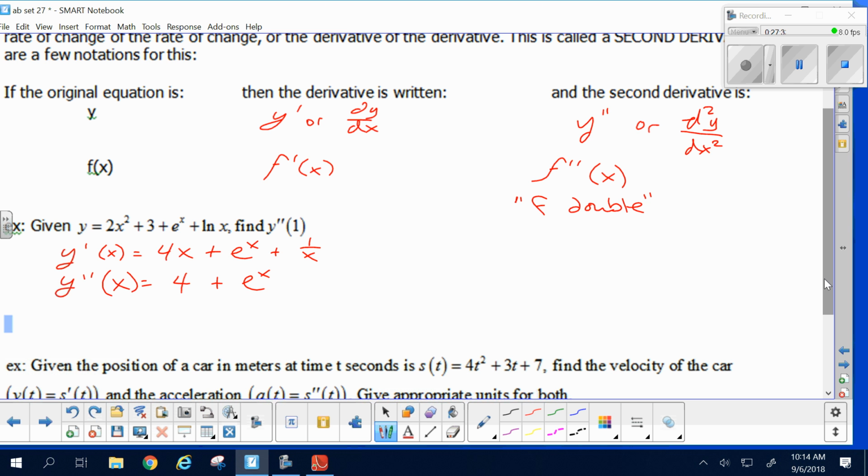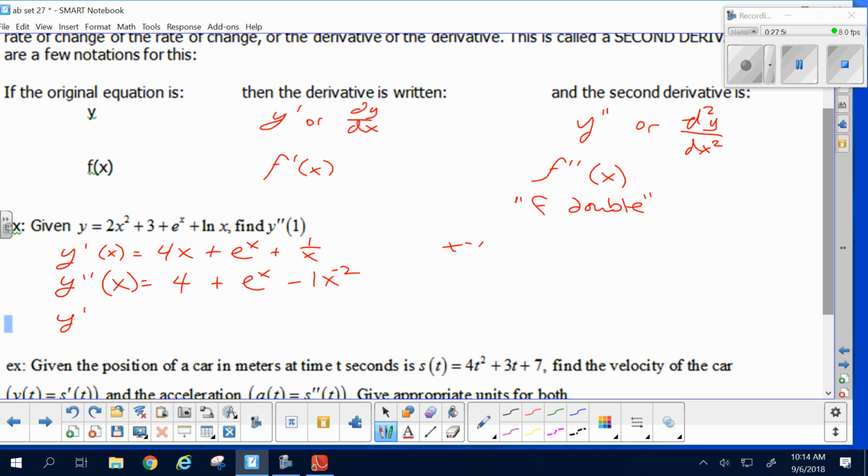This one, I might mentally rewrite. 1 over x is the same as x to the negative first. What's the derivative of x to the negative first? Bring the power down. Negative 1, x to the negative 2. All right? That's y double prime at x.